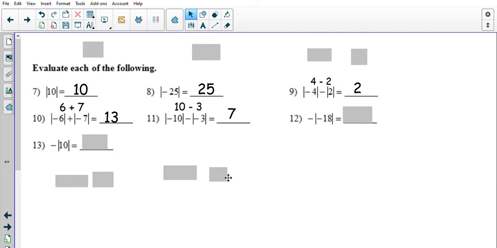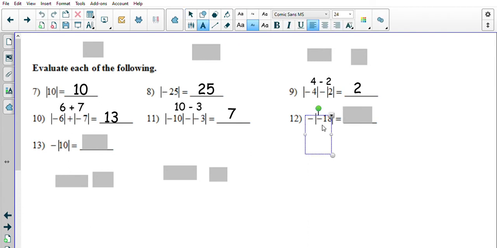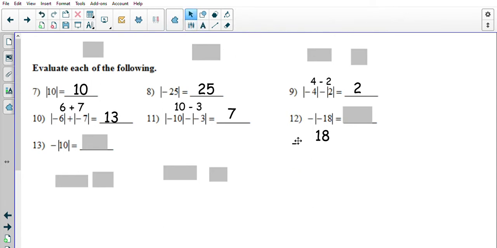Now, 12 and 13 go hand in hand. So I've got the negative absolute value of -18. The absolute value of -18 is 18. But I have this negative sign out in front of the absolute value bars. So I still need to tack that on to my final answer. So my final answer will actually be -18. So like I said, absolute value itself is never going to be negative. But a problem that involves absolute value and has some other things around it could be negative. So number 13, what do you think the negative absolute value of 10 will be?